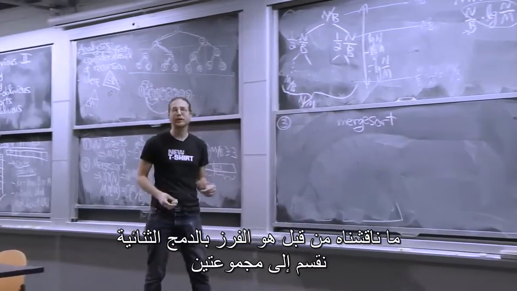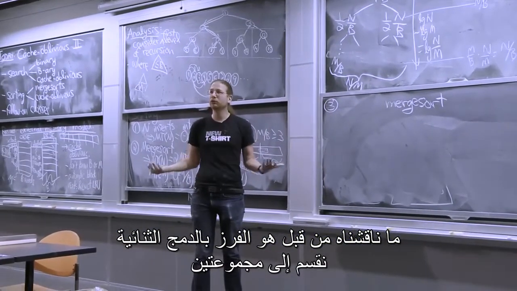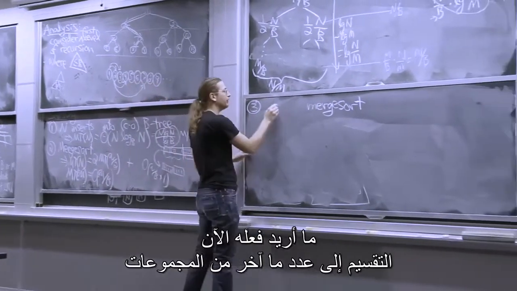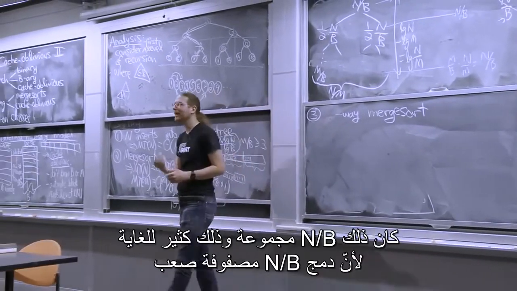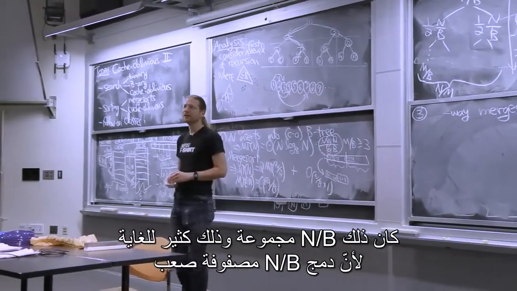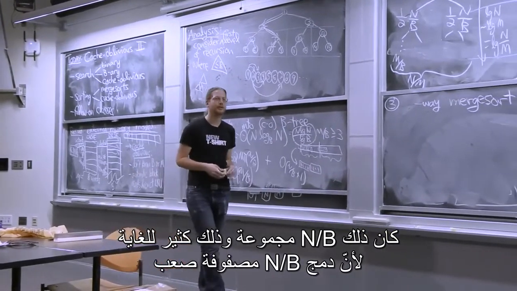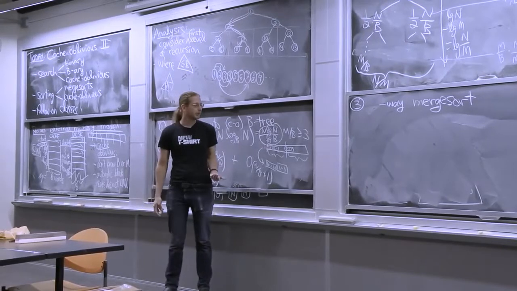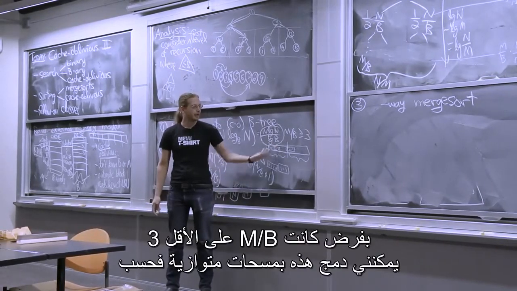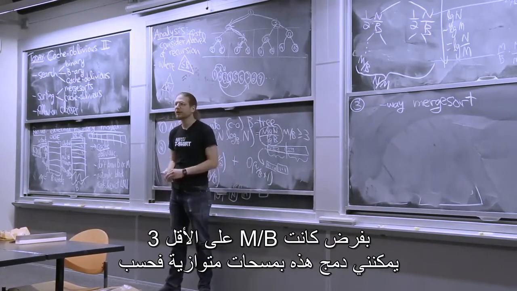What we covered before is binary merge sort. You split into two groups. What I want to do now is split into some other number of groups. So that was n over b groups. That's too many, because merging n over b arrays is hard. Merging two arrays was easy. Assuming m over b was at least 3, I could merge these just by parallel scans.